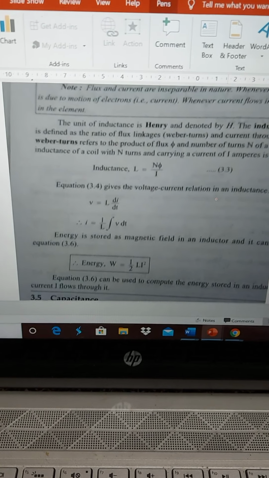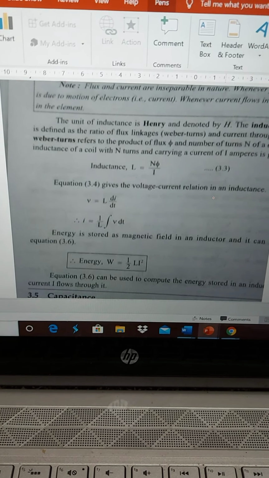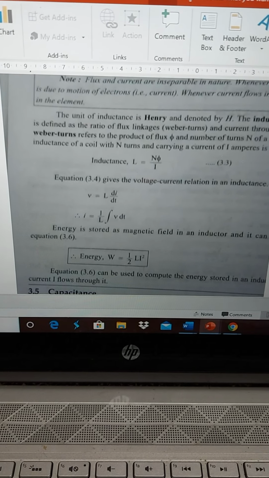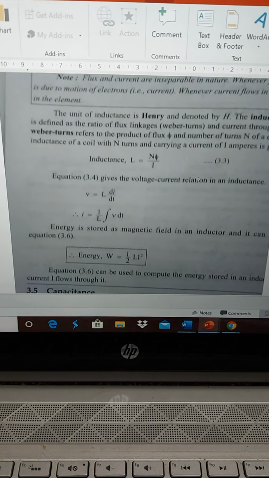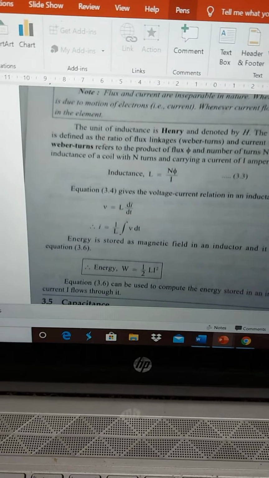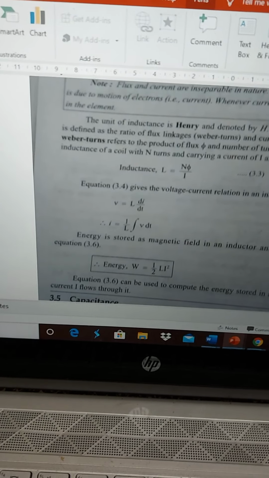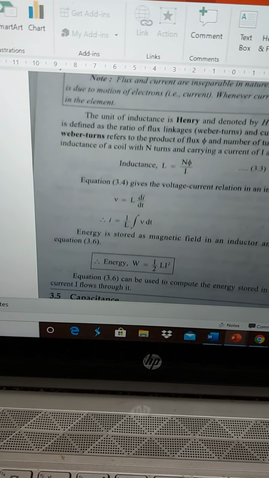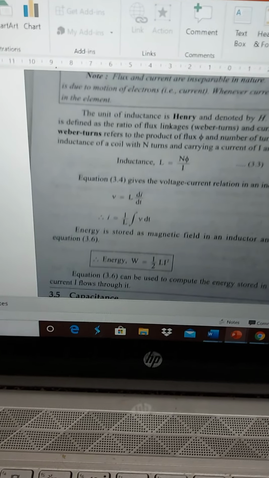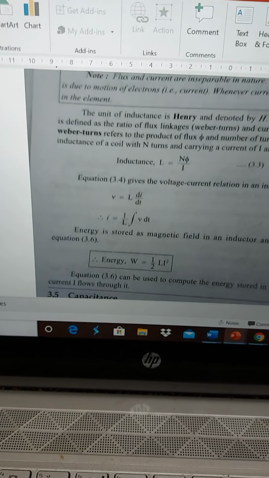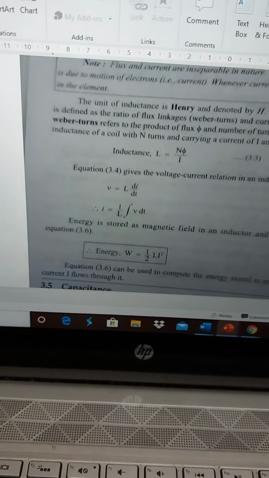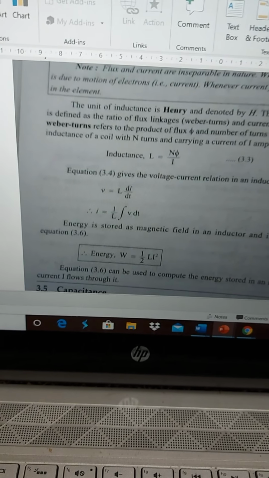Hello students, today I am going to teach you about inductance. You should know what inductance is. Inductance is the property of an element which opposes the flow of current or flux. You should know what flux is. Flux is any force of line. It can be electrical lines of force or it can be magnetic lines of force.